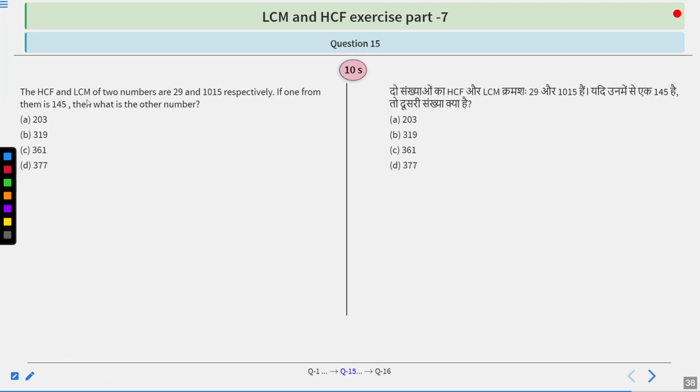The HCF and LCM of two numbers are 29 and 1015 respectively. If one of them is 145, then what is the other number? Options are 203, 319, 361 or 377. These are the options.